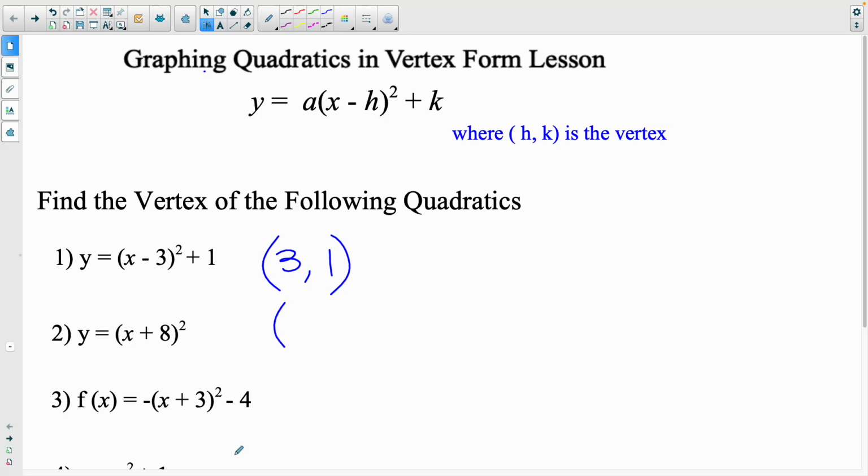So for the next one, what is the x-coordinate of the vertex going to be? Remember, it has to be the opposite sign of whatever's in here. You got it. So the x-coordinate is negative 8. Now there's nothing here. So what's the y-coordinate of the vertex? 0. Good. Excellent.